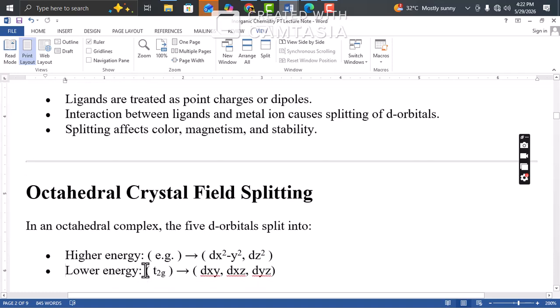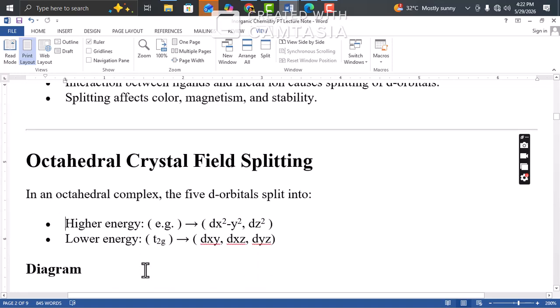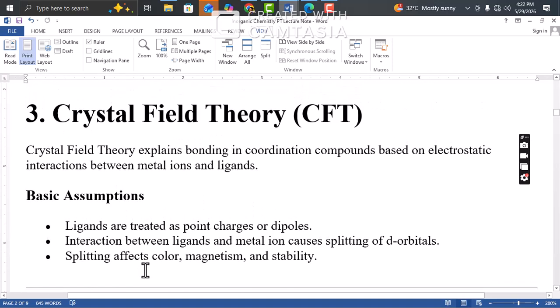Now, that is it. If I ask you to write short notes on crystal field theory, you will need to give me the definition and the basic assumptions.